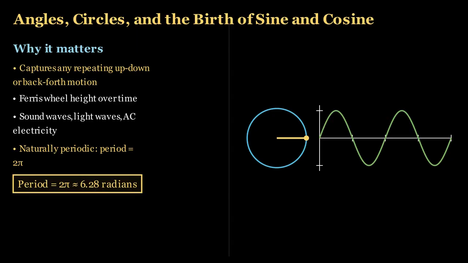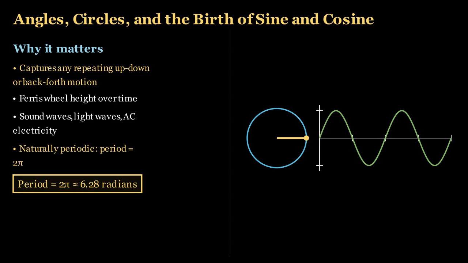Since the dot on the circle takes exactly one full turn, which is 2π radians, to get back to its start, both sine and cosine naturally repeat every 2π. They are the simplest periodic functions, the building blocks of all waves.